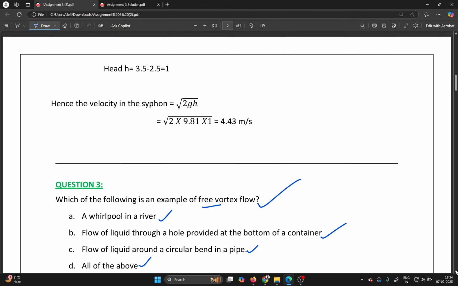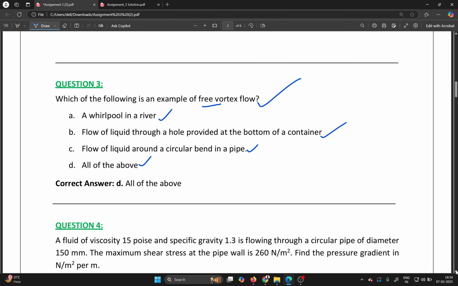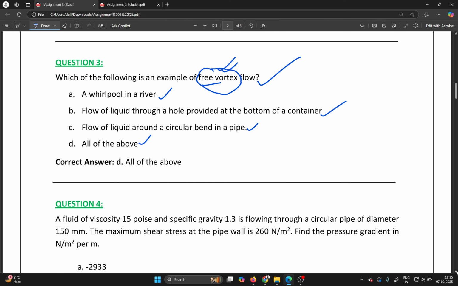Now we'll move on to the next question. Everyone needs to know what a free vertex is. If you know these things, then you can very easily relate all of this to your options. So please try to go through the lectures so that you can very easily understand what a free vertex is. By the way, we'll move on to question number 4.